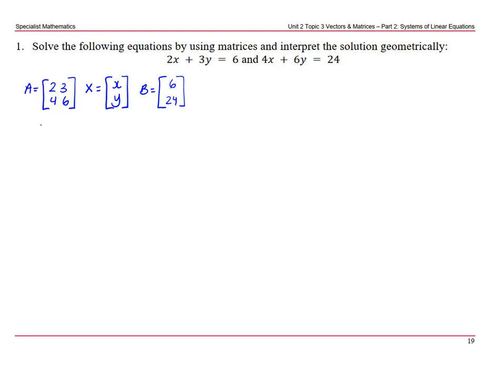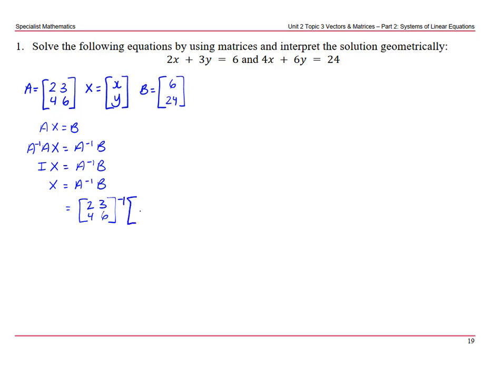So now we go into solving. We have AX equals B. We need to pre-multiply to get rid of A on the left-hand side, so we do the same on the right. Inverse of A times A is the identity matrix. The identity matrix times by X is just X. So now we can solve. So that means we have the inverse of A times by B.